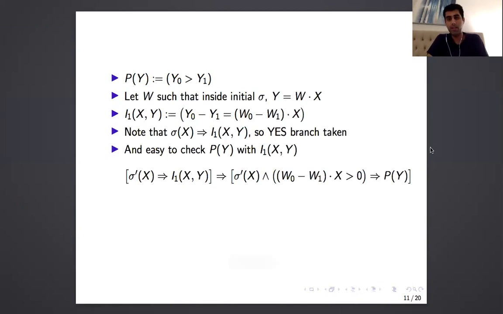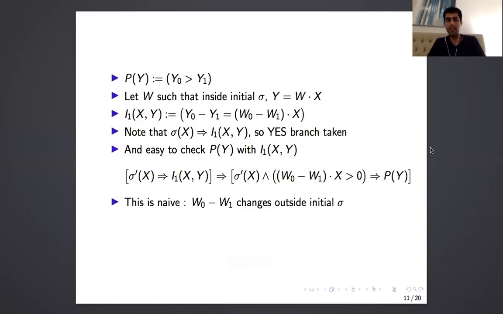And remember that it should be easy to check PY using the intermediate property I. So that is also true, because if we find the minimal activation pattern sigma prime, so the formula sigma prime X implies I1 XY, which will be the case as a result of the find minimal procedure, then it means that sigma prime X, when intersected with the hyperplane W0 minus W1 times X greater than 0, this entire thing will imply PY. So essentially the property P is checkable using the intermediate property I1.